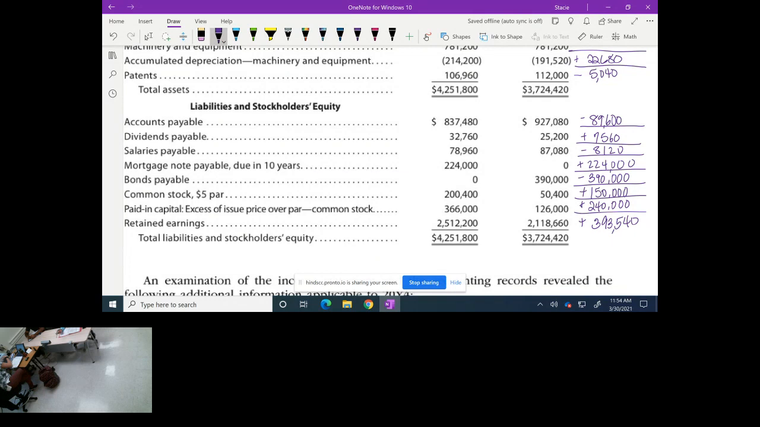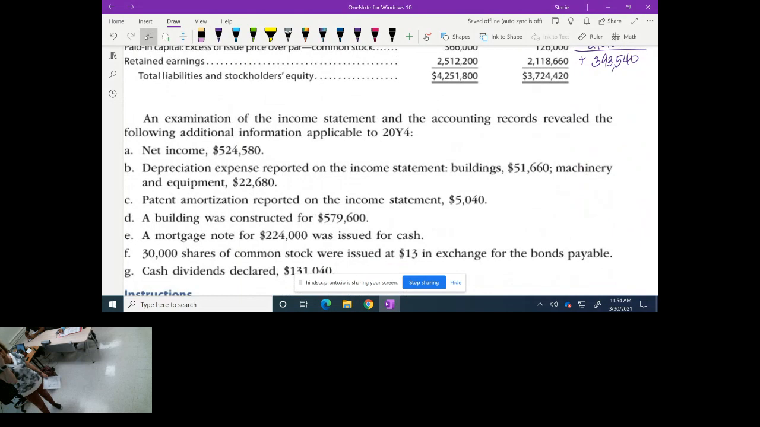Y'all through? Yeah. Now, come on. All right. So they give us this information at the bottom. They tell us what our net income is.